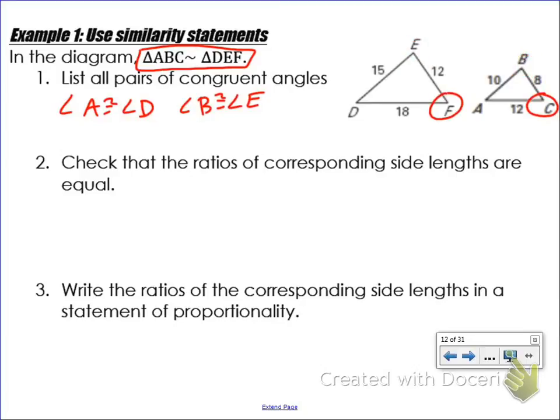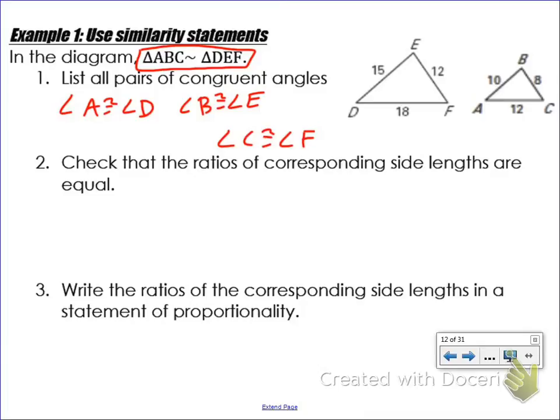And then lastly, angle C would be congruent to angle F because they're both in the same spot as well. They're both the third letter in my similarity statement. So 3 pairs of angles congruent, and like I said, we can get all this from my similarity statement that's given to me. Now for the next piece of this, we want to start talking about the corresponding sides.